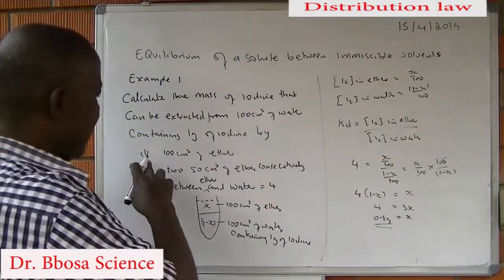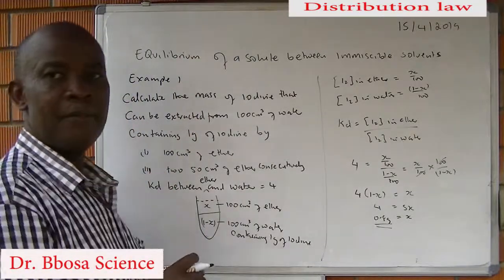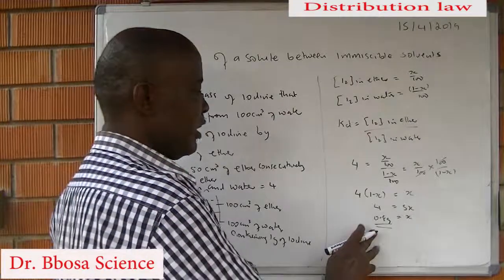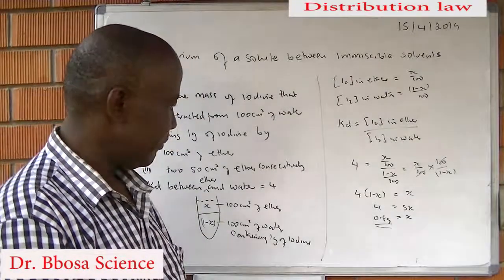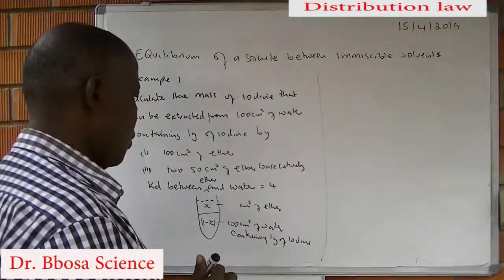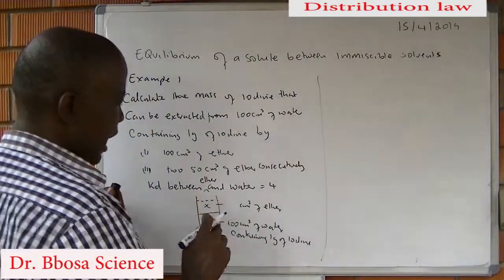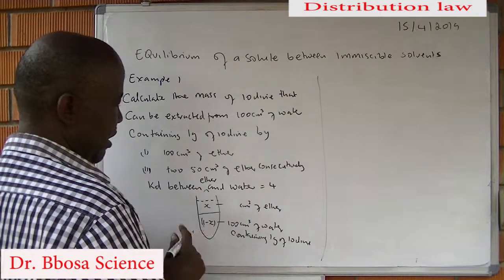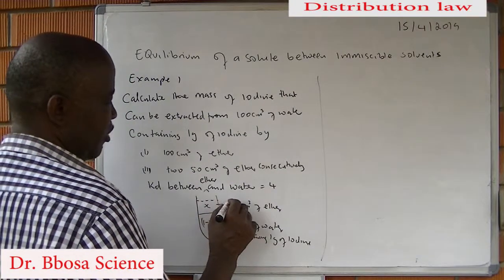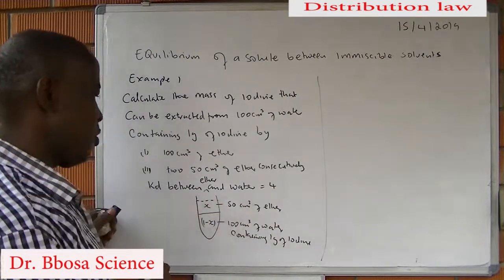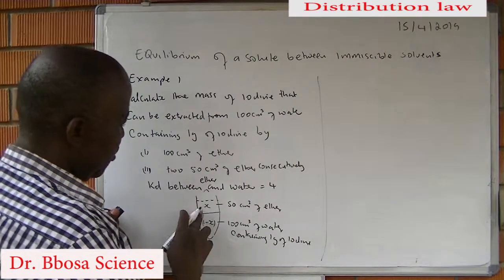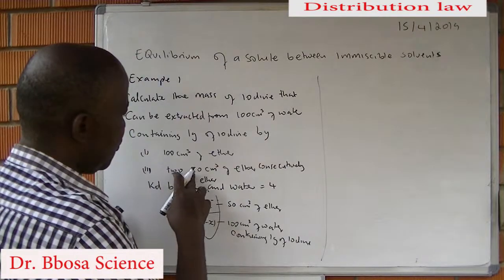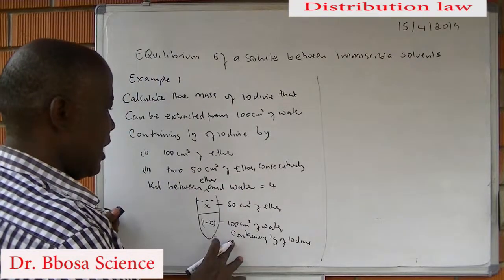Therefore, in the first part, 0.80 grams of iodine have been extracted. Part 2, the scenario remains unchanged except that now we first use the first 50 centimeter cube of ether. Again, x grams will go into ether, 250 grams and 100.